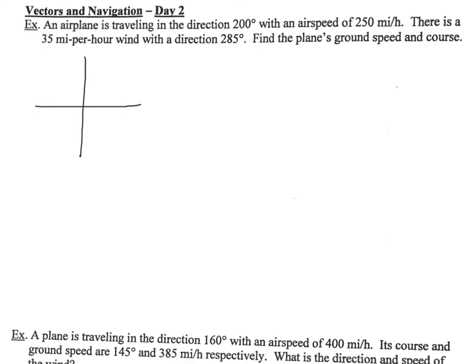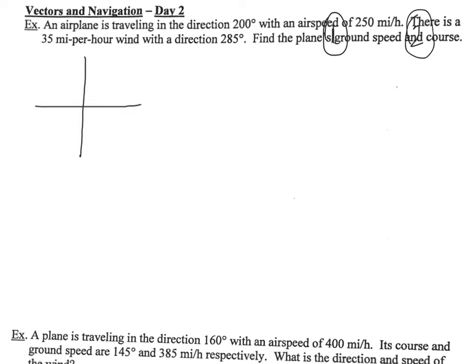Okay, this example we're going to work as a navigation example where an airplane is traveling in the direction of 200 degrees with an airspeed of 250 miles per hour. There's a 35 mile per hour wind with a direction of 285 degrees, and we're going to answer two questions. We're going to find the plane's ground speed. I'm going to call that question 1, and we're going to find the plane's course. We're going to call that question 2.